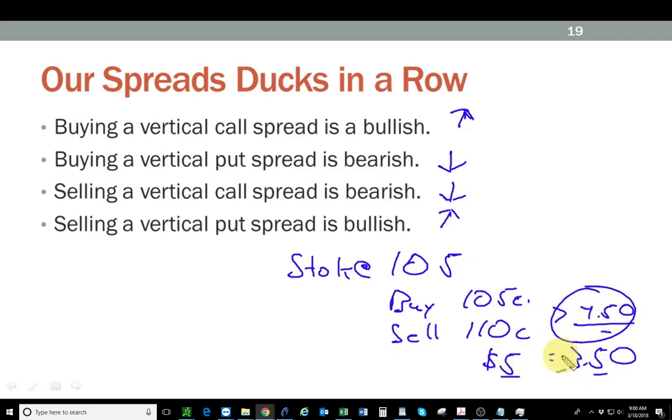Now, these three components are essential. Number one, the debit you paid for the spread. Number two, the width of the strikes, which is $5. Number three, what you can actually make. Why are those three things essential? Because you're going to need them later to figure out probability. And probability is essential. But I like to get what I call the spreads ducks in a row, because we're going to look at all of these spreads fast.